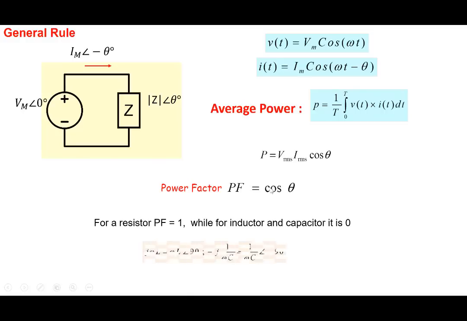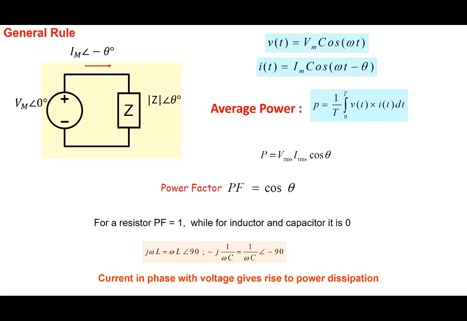So that's a general expression for the power dissipated in an element: it is the RMS voltage across it, the RMS current flowing through it, and the power factor, which is nothing but cos of the phase difference between voltage and current. So it is a general representation through which you can get the results for a capacitor or an inductor or a resistor or any complex impedance.